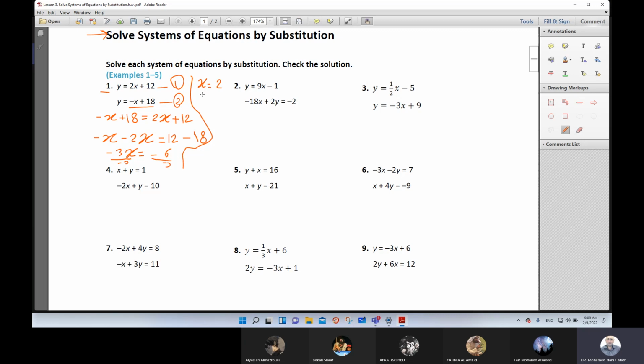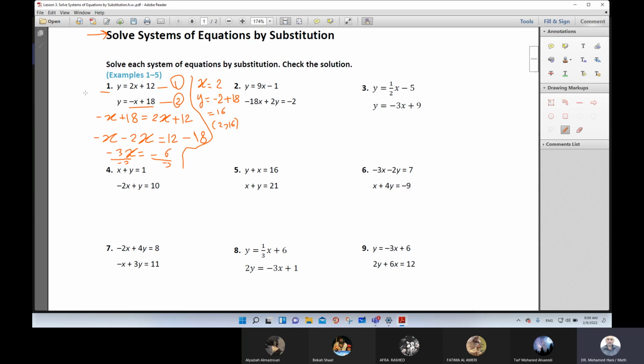The value of y remains. You can substitute in the first equation or in the second equation, the same idea. So from the second equation, for example, y equals negative x plus 18. The value of x is 2, so negative 2 plus 18 will be 16. So the common solution: x equals 2 and y equals what? 16.